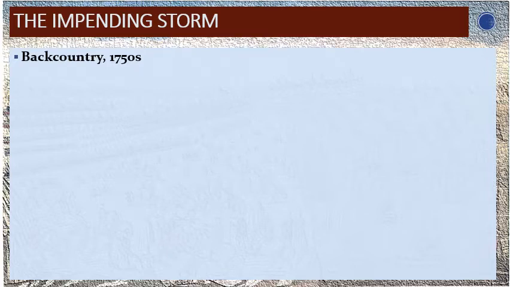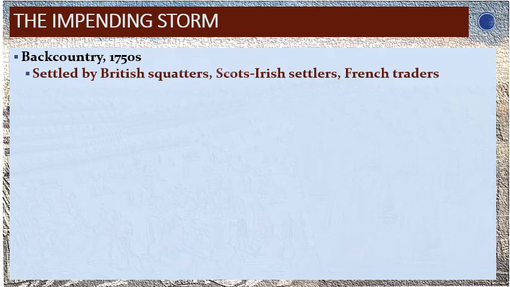And that war begins in the interior of the United States, otherwise known as the back country. By that we mean Ohio, the frontiers of Pennsylvania, North Carolina, everything past the Appalachian Mountains. In the 1750s, the back country is swarming with squatters, people who are illegally settled there, Scots-Irish settlers, French traders, and they're all trying to get access to the resources of these areas and to control the Indians who are there.